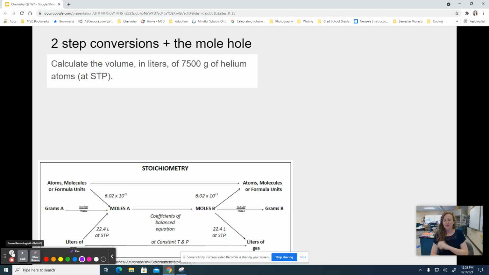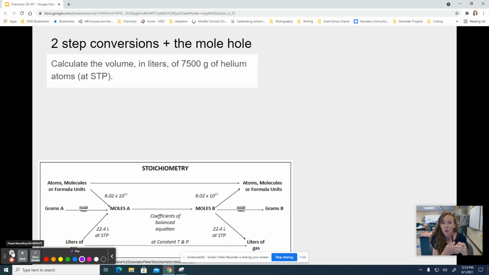Hey there, chemistry. I want to talk to you today a little bit more about conversions, but extending it from what we've been doing. So basically, we have been doing one-step conversions. We've been doing conversions that only take one conversion factor, right? But that's not the limit of what you can do.